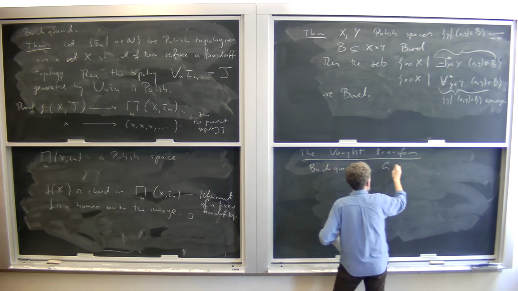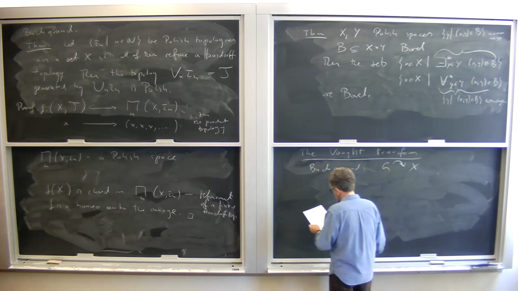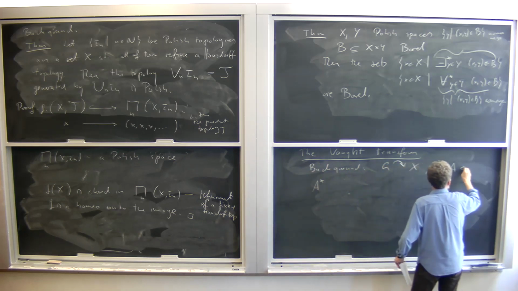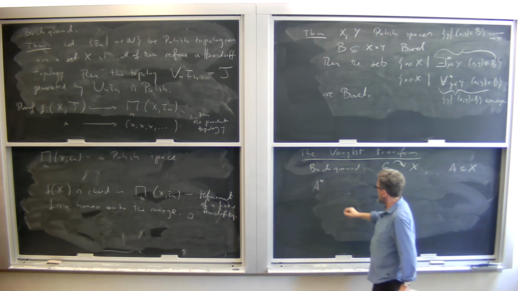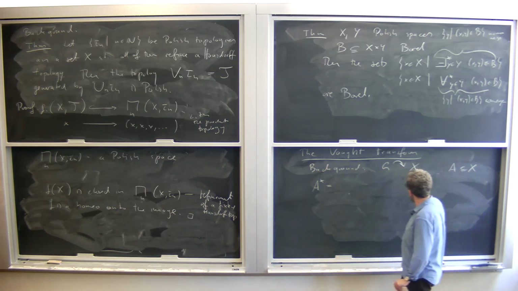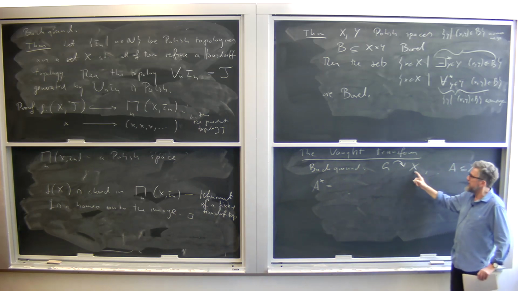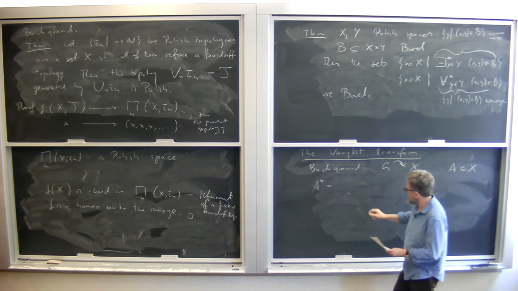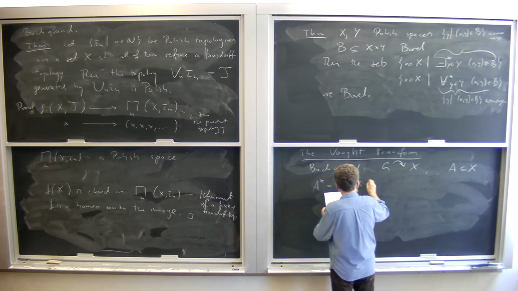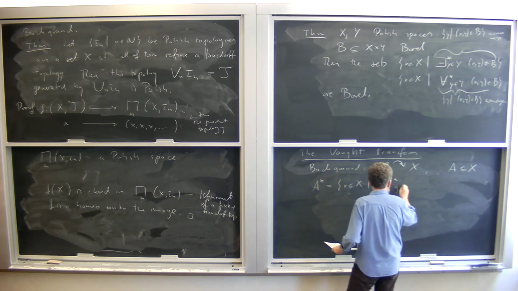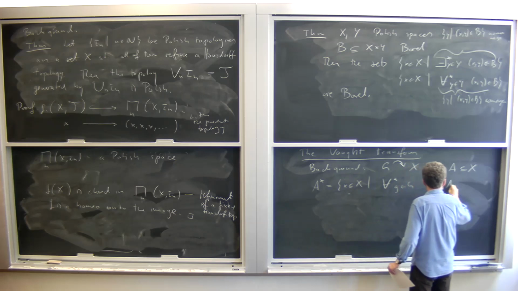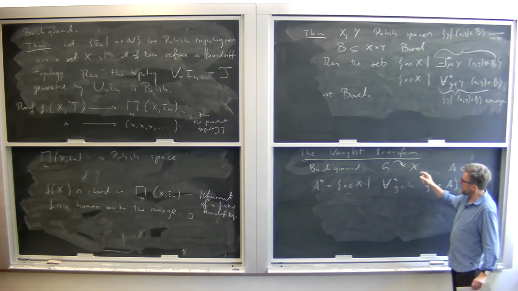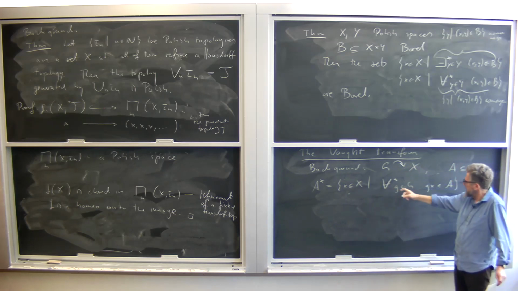Background assumptions: there is an action of G onto X, and I will write A star for a subset A of X. A star is all the points in X that most elements of G move into A. So this is the set of all x in X such that for most points g in G, gx is in A.